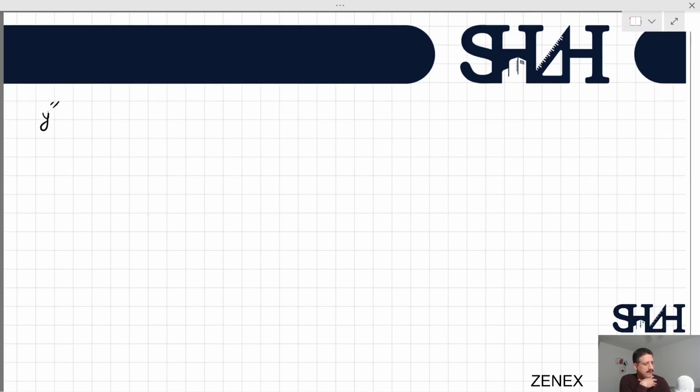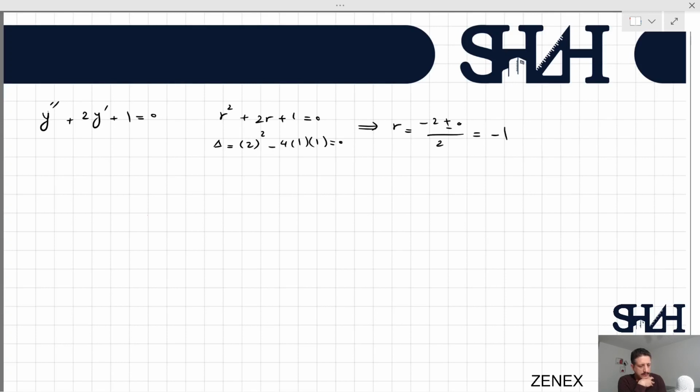Second derivative of y plus 2y prime plus y equals 0. In this case, the characteristic equation will be r² plus 2r plus 1 equals 0. Delta is 2² minus 4 times 1 times 1, which is 0. As a result, r will be minus 2 plus minus 0 divided by 2, and it will be minus 1.